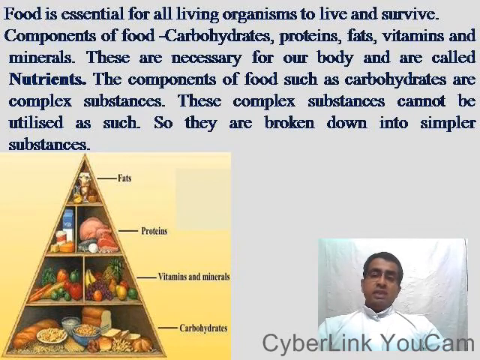We know food is essential for all living organisms to live and survive. The different components of food, such as carbohydrates, proteins, fats, vitamins, and minerals, are necessary for our body and they are called nutrients. The components of food, such as carbohydrates, are complex substances. These complex substances cannot be utilized as such. So they are broken down into simpler substances.